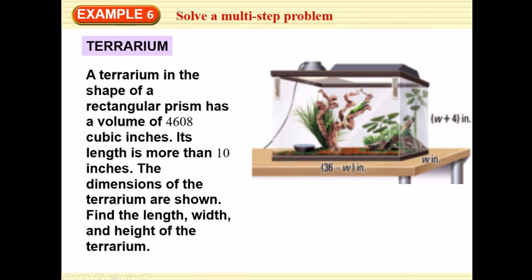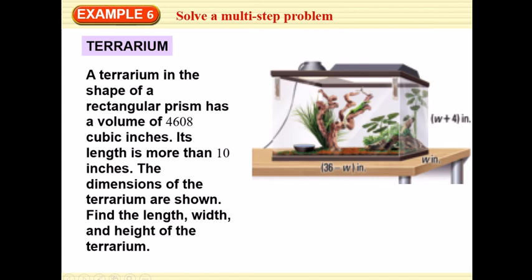Alright, now example 6, a word problem for you all. A terrarium in the shape of a rectangular prism. It has a volume of 4,608 cubic inches. Its length is more than 10 inches. So right away, with that more than 10 inches, I have a gut feeling that we'll end up solving and get multiple answers here, but a couple are probably going to be less than that 10 inches. So that will rule out some of the final solutions.